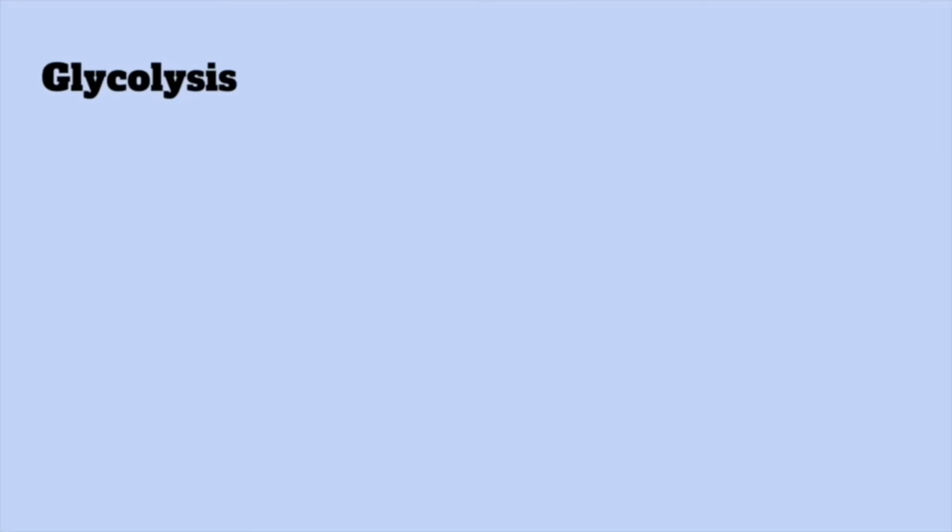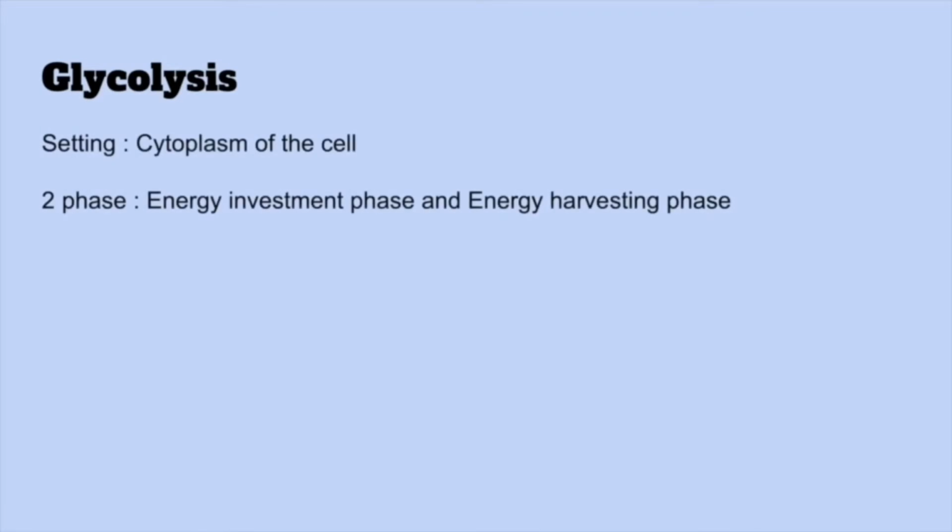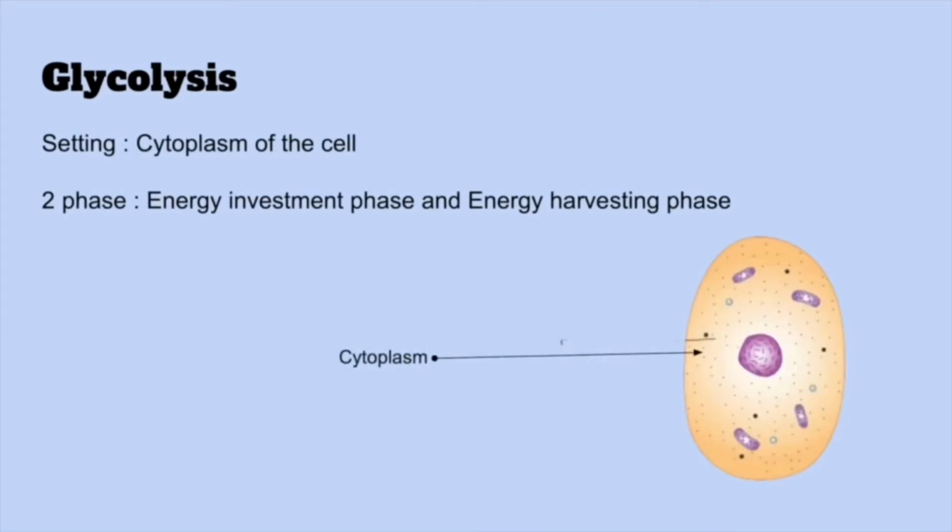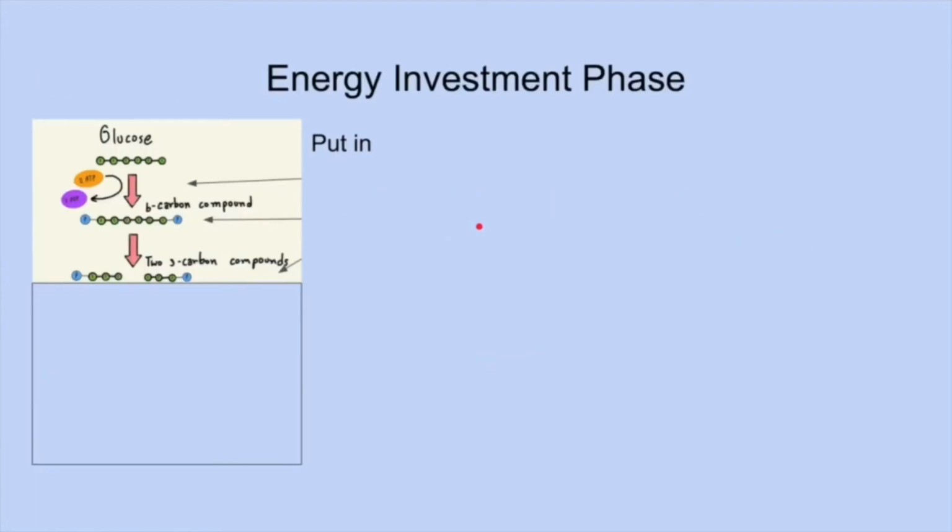First reaction, glycolysis. It occurs in the cytoplasm of the cell. It is divided into two phases. First, the energy investment phase, and second, the energy harvesting phase.